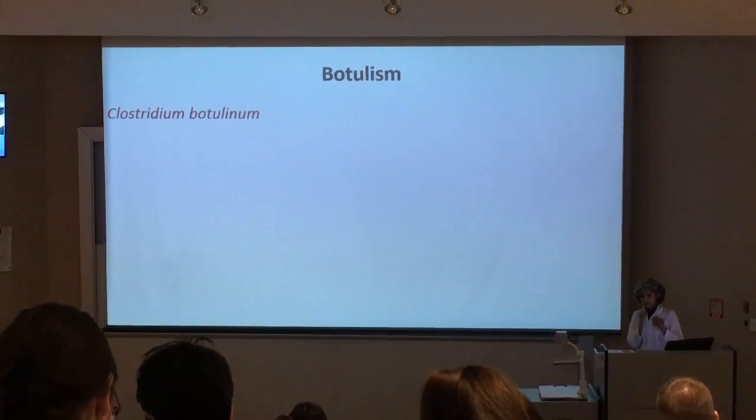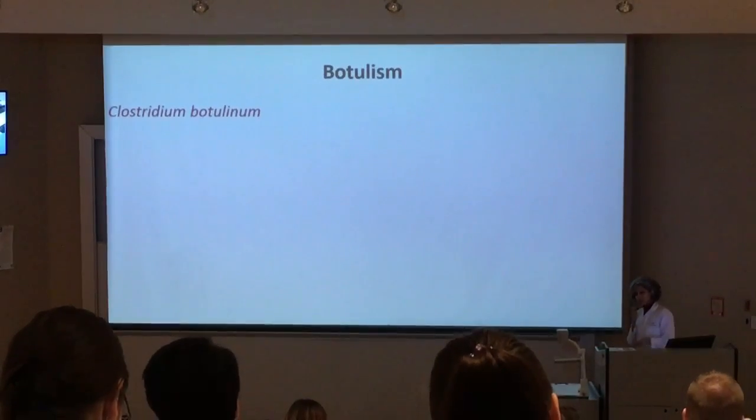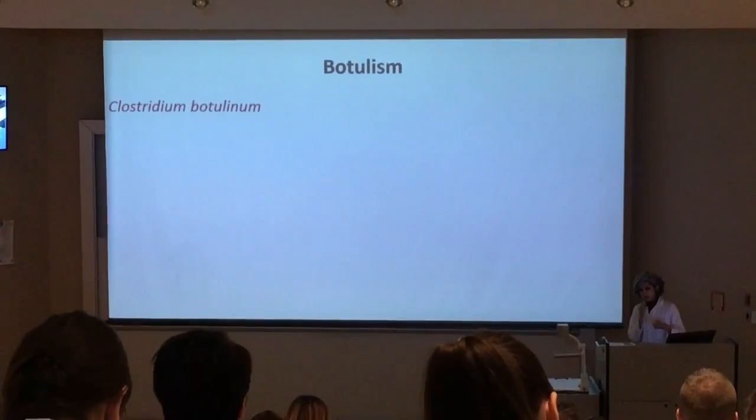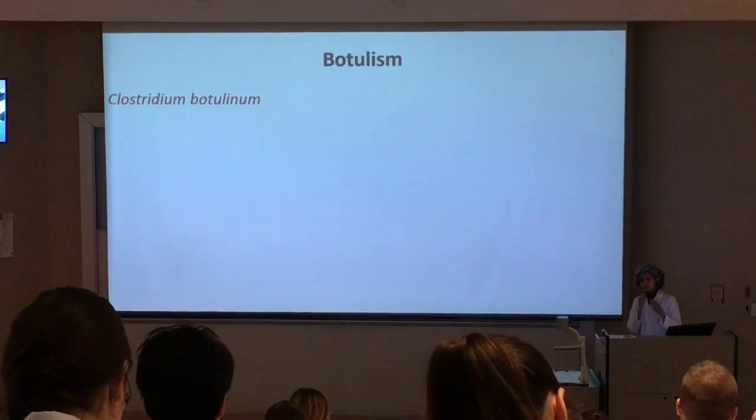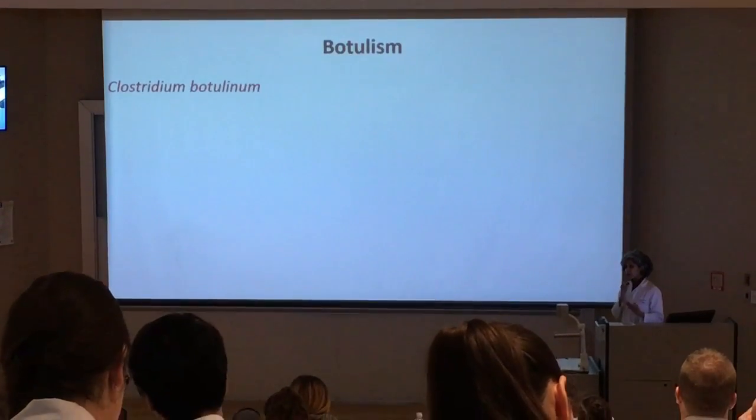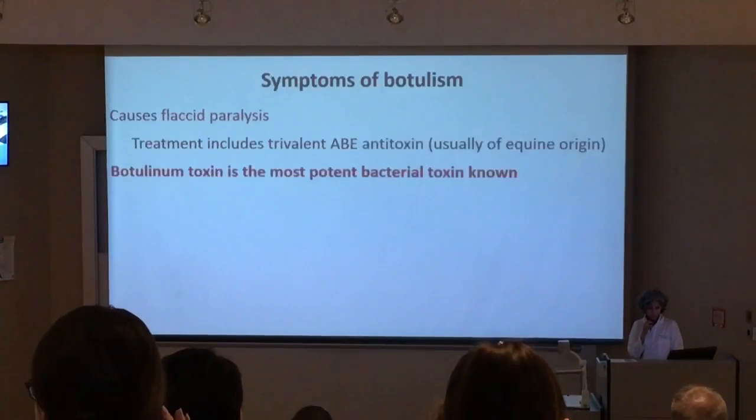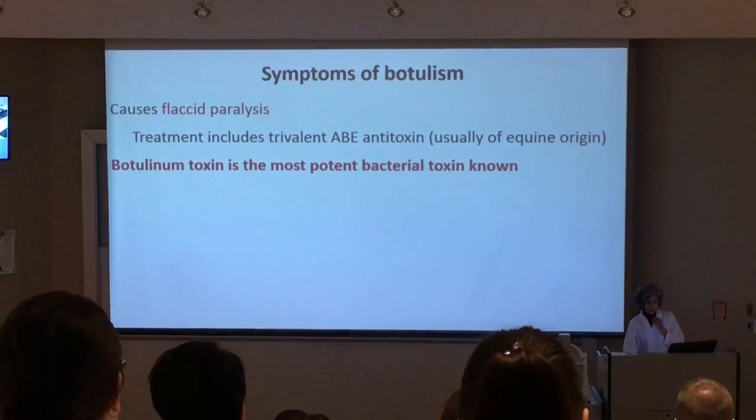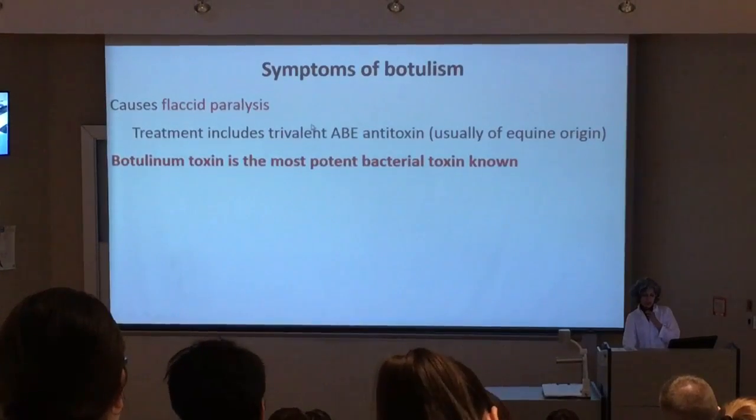If we ingest them, our gut flora is well established so it will outcompete. It won't allow these bacteria to grow. But in an infant, a newborn, or a young infant by the age of 1, the gut flora is still trying to develop. So it's not fully established yet. So then it can potentially cause an issue. So it causes flaccid paralysis, and treatment would be your trivalent antitoxin.